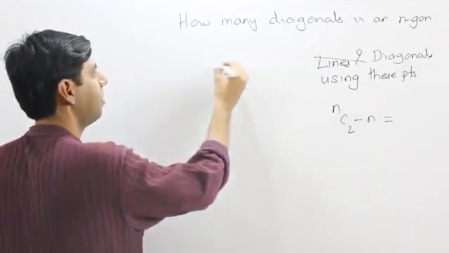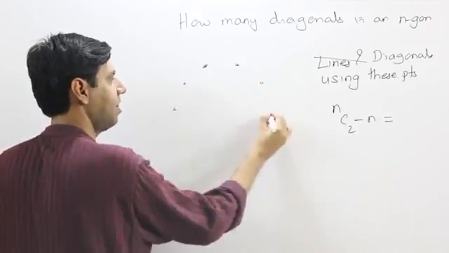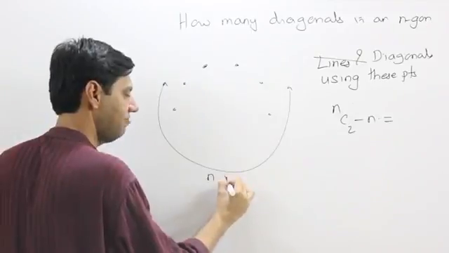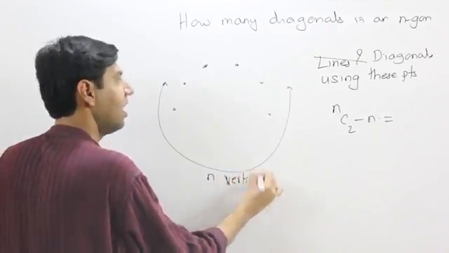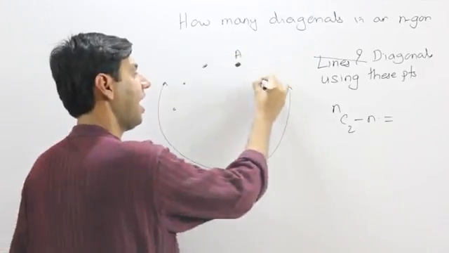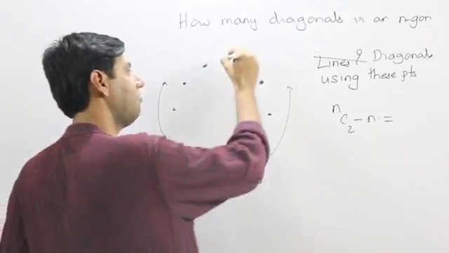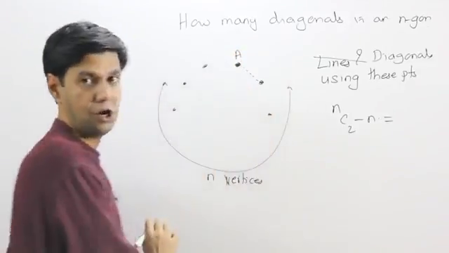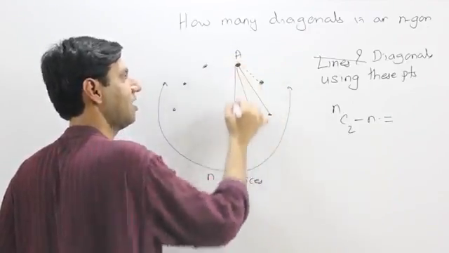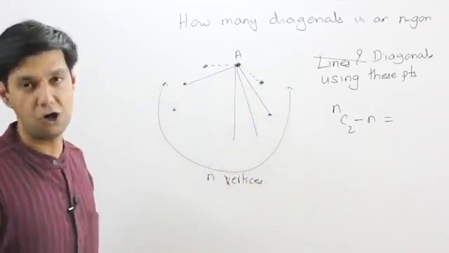So let's take a polygon which has n points total. There are a total of n points or n vertices. Let me start with any one vertex A. If there are n points in this plane over here, how many diagonals can I form? Can I form a diagonal with the adjacent one? Not really. But can I form it with the next one? Yes. With the next one? Yes. With the next one? Yes. Until here, could I form a diagonal with the immediate one on the clockwise? No.